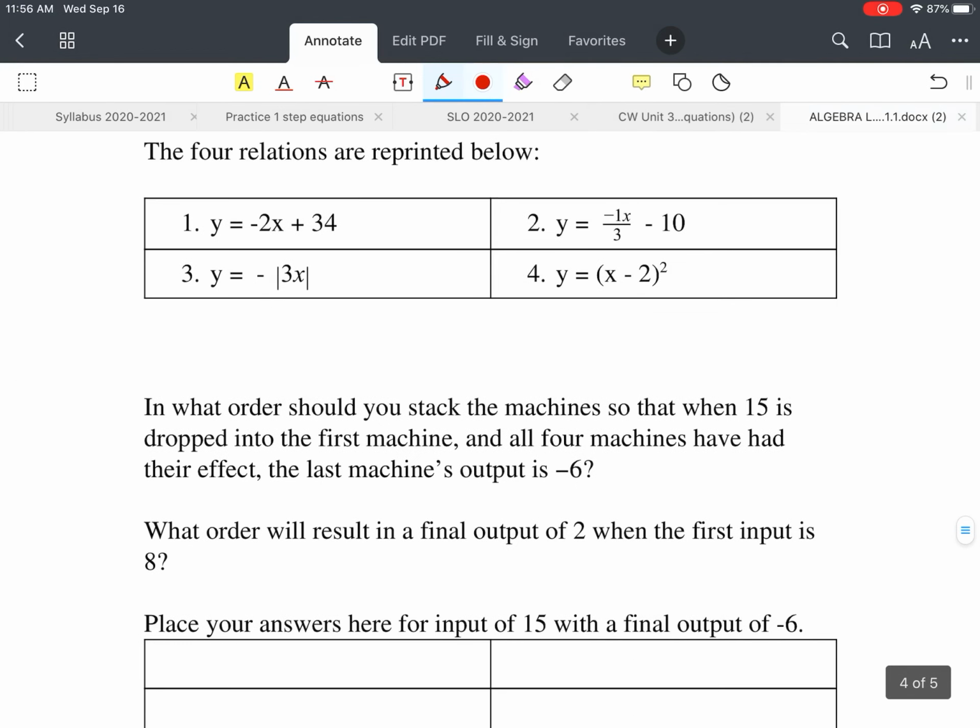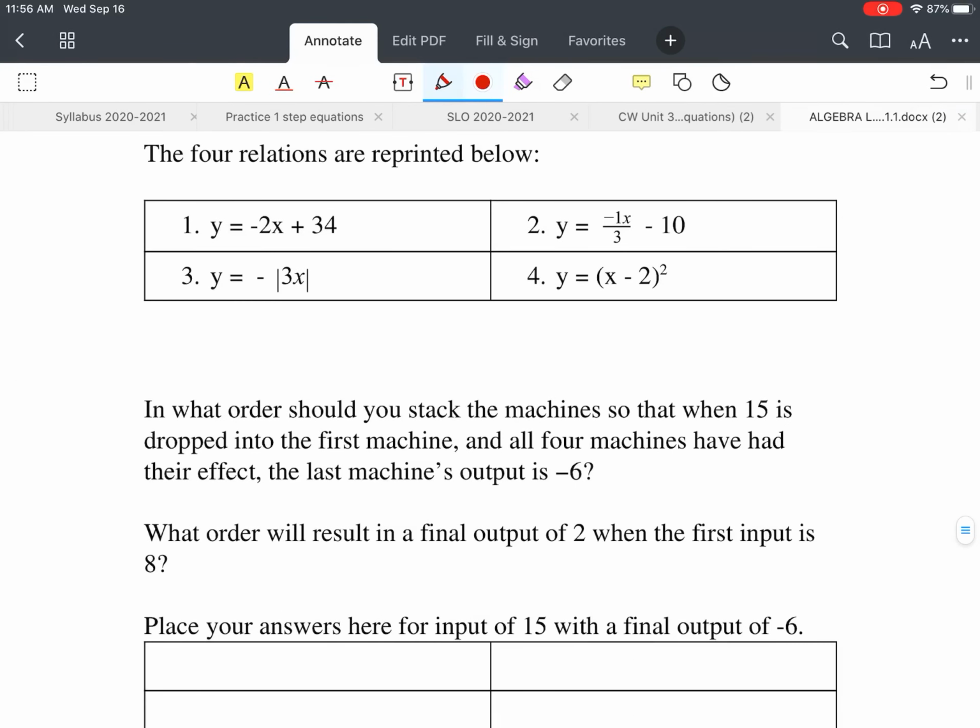So here's the machines that we're working with. It says the 4 relations are reprinted below. So these are your function machines. You have 4 function machines. The first one says y equals -2x plus 34. The second one says y equals -1x over 3 minus 10. The third one says y equals negative, and then it's got these 2 little lines right here, 3x.